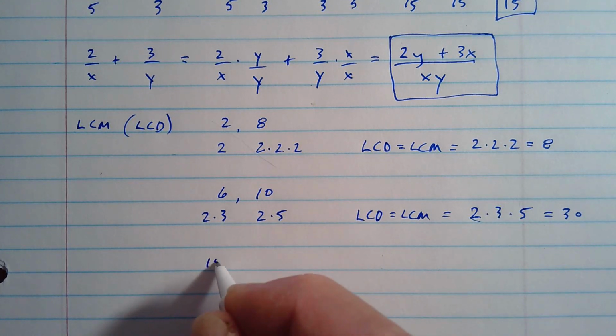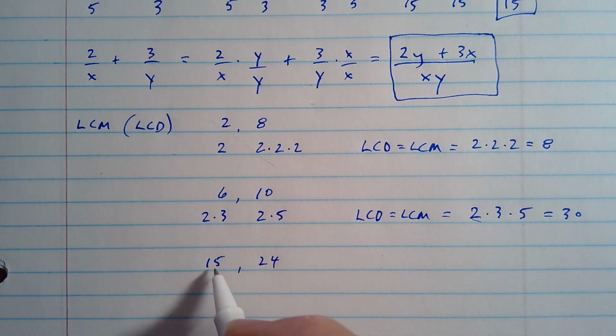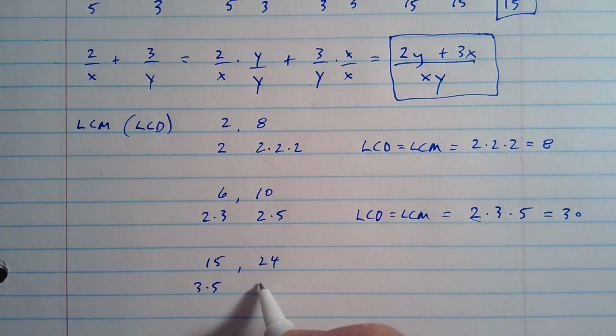All right, here's one that's got 15 and 24. So 15, that's a 3 times 5. 24 is a 3 times 8, and 8 is 3 2's.